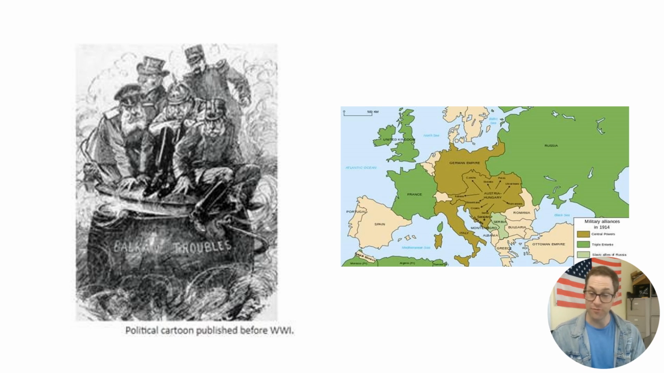Imperialism will eventually lead to a major event in world history, World War I. You can see on the left, there's kind of a grainy picture of gentlemen on top of a cauldron that's boiling over called Balkan Troubles. And what it's meant to show is all the tension that was happening in Europe at the time, towards the middle of this age of imperialism, where European countries are now arguing over territory and resources and building up their military with their industrialization.